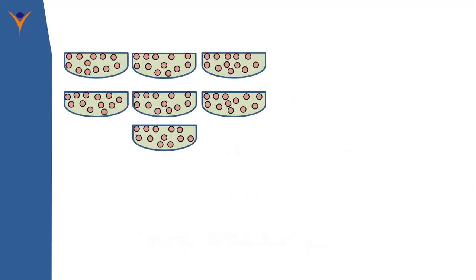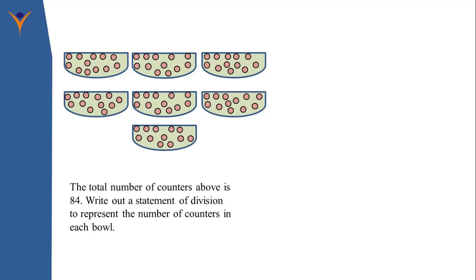All right. I want you to look at these bowls. Here we have 7 bowls. Let's see what information we have here. It says the total number of counters above is 84. And now we are asked to write out a statement of division to represent the number of counters in each bowl. Now to do that, we bring out the information that we have. We have the total number of counters as 84. We can see clearly the total number of bowls is 7, and the counters in each bowl is 12.